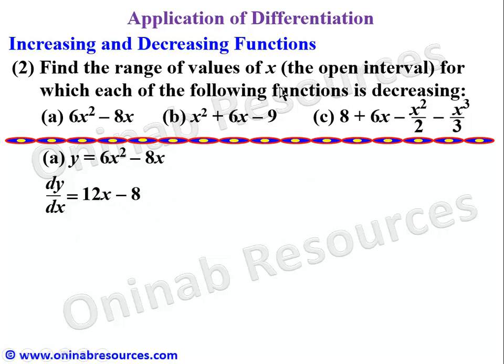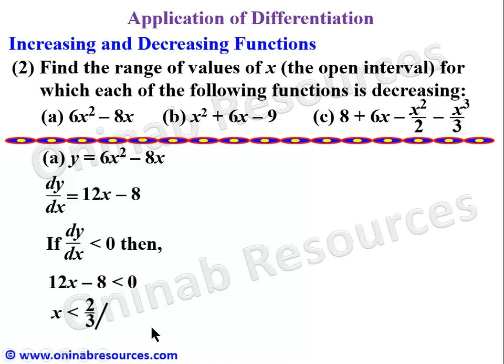Since we are looking for the interval for which the function is decreasing, we say the gradient is negative. So that is, if dy/dx is less than 0, then 12x minus 8 is less than 0. Solving this, take this to the right hand side, and dividing by 12, we have x is less than 2/3. And stating it as an open interval, we have -infinity, 2/3.